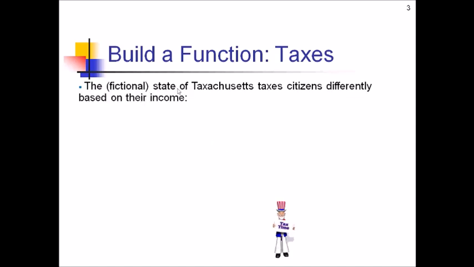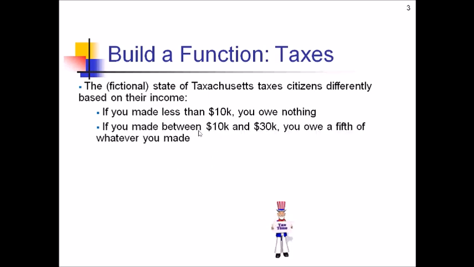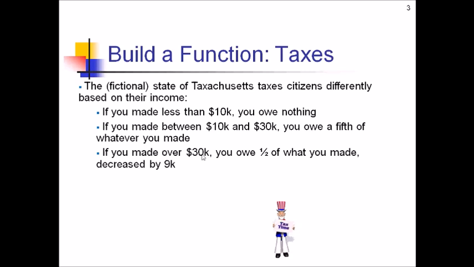Let's say the fictional state of Taxachusetts taxes citizens differently depending on what their income is. So let's say if you make less than $10,000, you don't owe anything. There's nothing to take, right? If you make between $10,000 and $30,000, they're going to take a fifth of whatever you made. And if you make over $30,000, you have to give the government half of what you made, decreased by $9,000. So they'll give you $9,000 back.